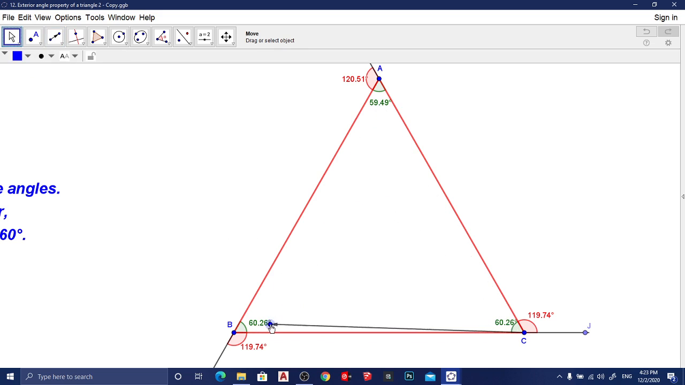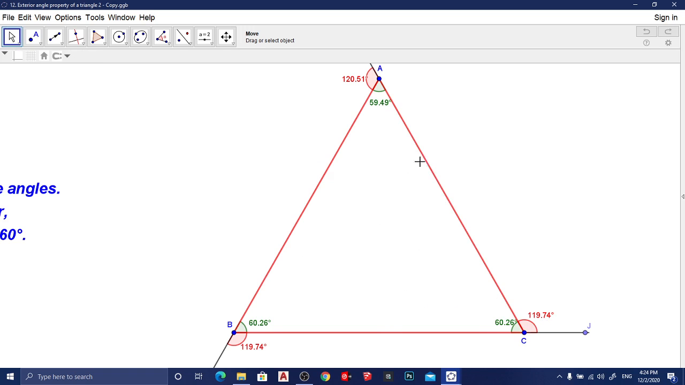So what is the relation between these two opposite interior angles and this exterior angle? The sum of these two opposite interior angles is always equivalent to this exterior angle. If you observe here, this is 59.49, this is 60 point something. By adding these two, you will get 119.74. By adding these two angles, you will get 119.74. So that's the exterior angle property.